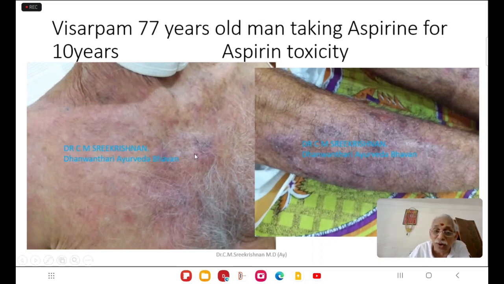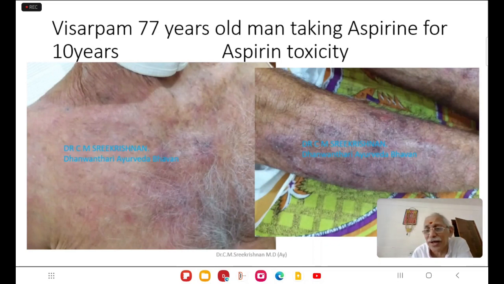So I told her, even at 77 years, what is aspirin for? I told him to contact his doctor, and that doctor is a good doctor. He stopped the aspirin. Then within 3 months, it cured completely. But some doctors will say, oh no, your heart will be at risk, you don't stop like that. But I have experienced this with 3 or 4 patients.